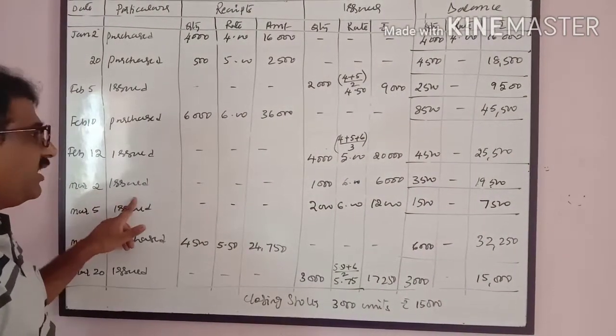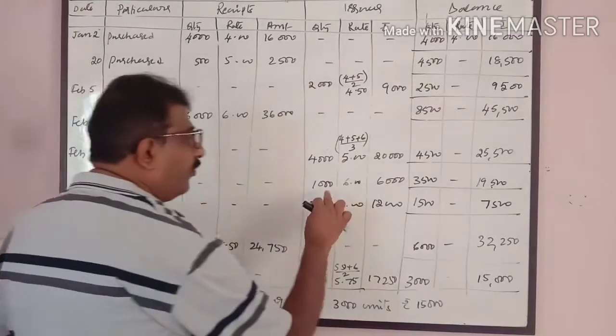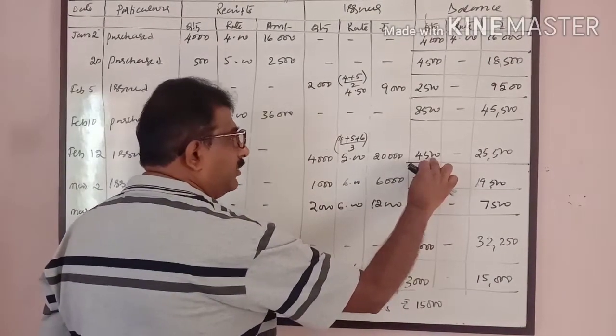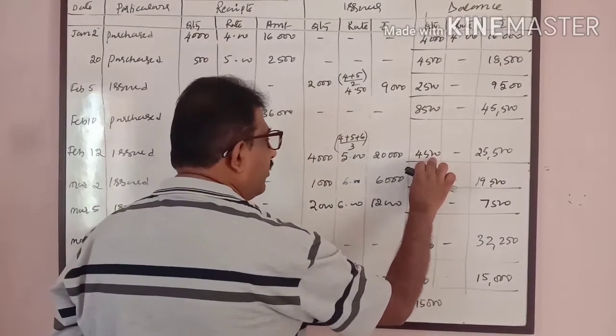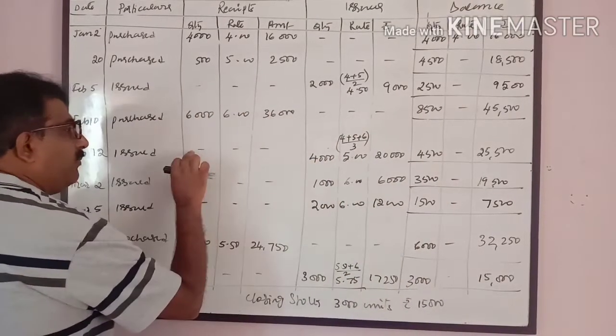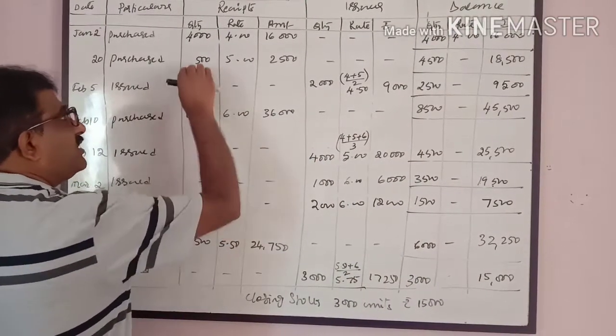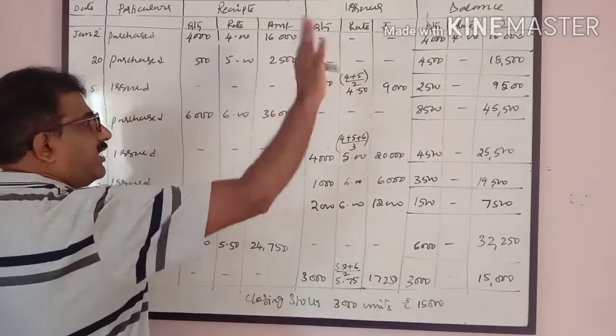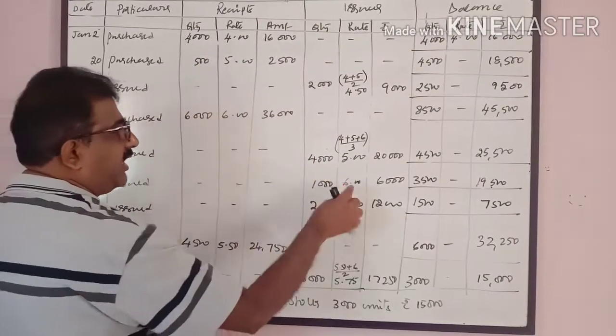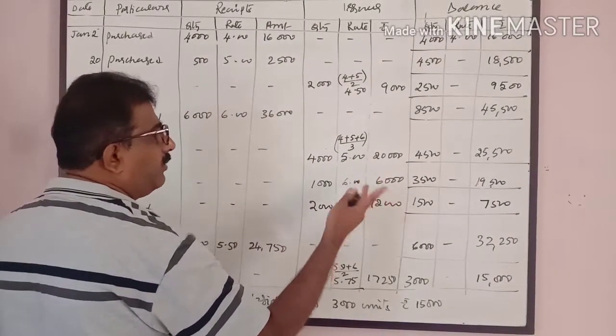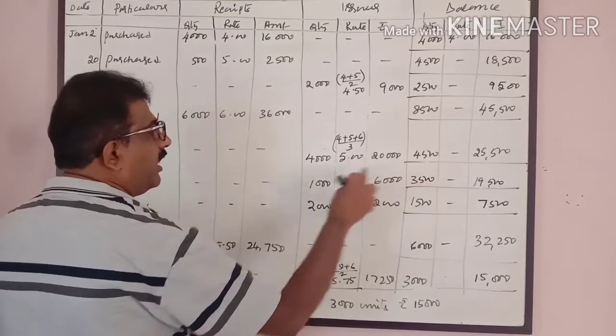On March 2nd, there is an issue again. Before issue, I will see the stock. 4,500. What are the values involved? If you come here, 6,000. That means these two stocks already got exhausted. We need not take that price straight away. 6 divided by 1 means 6 rupees only. So I'll take only 6.